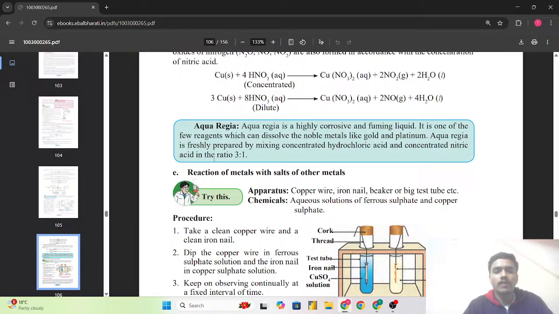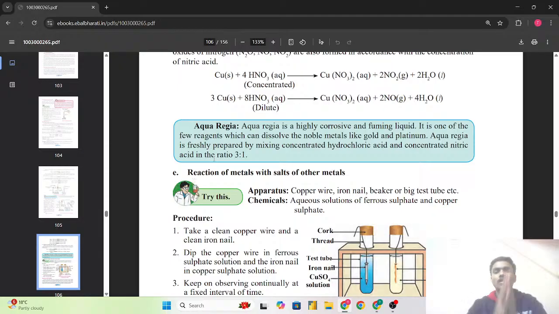Next, we have aqua regia. So, aqua regia is a highly corrosive and fuming liquid. It is one of the few reagents which can dissolve noble metals like gold and platinum. Aqua regia is freshly prepared by mixing concentrated hydrochloric acid and concentrated nitric acid in the ratio 3:1.